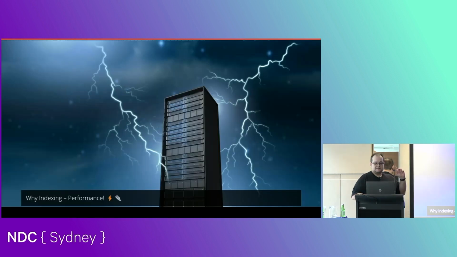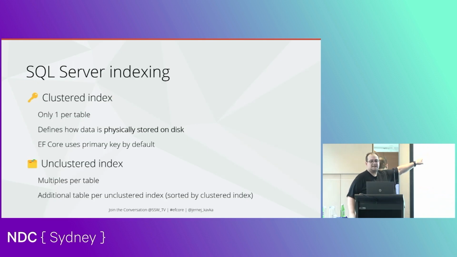And the way it's improving the performance, if we look at the clustered indexes, you can only have one. Usually it's sorted, and it defines how it's physically stored on the disk. So it's very important how you choose the clustered index. By default, EF-core uses the primary key. And usually that's good enough, but in some cases, you might want to choose to change that.